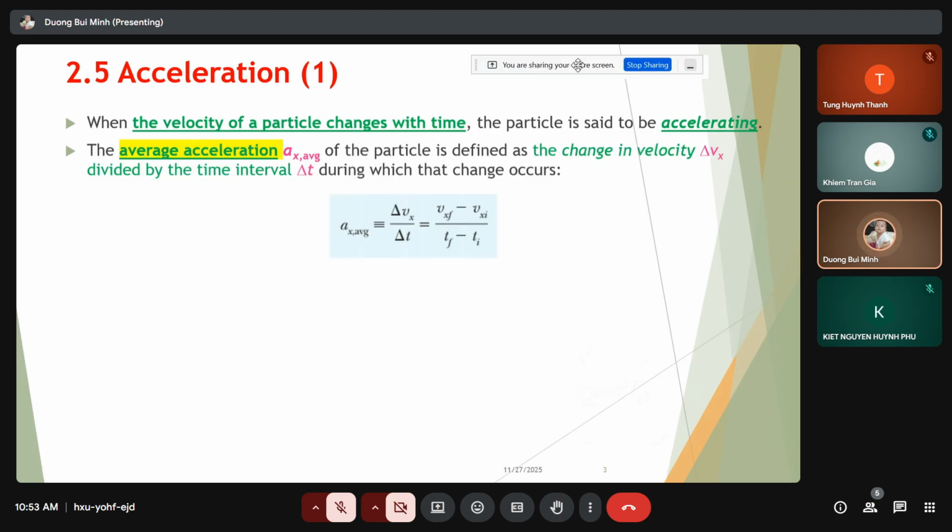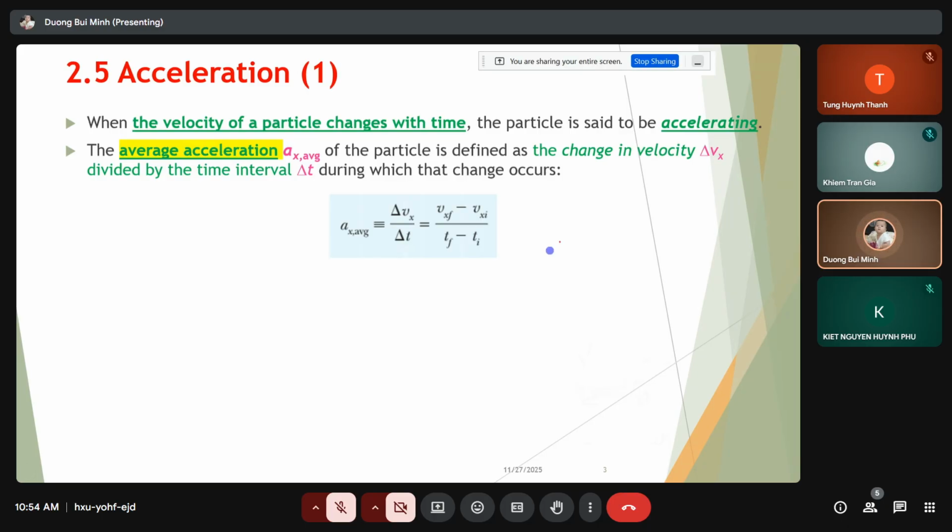Of course, before we consider the object with constant acceleration, you need to understand what the acceleration is. Similar to velocity, we have instantaneous acceleration and average acceleration.